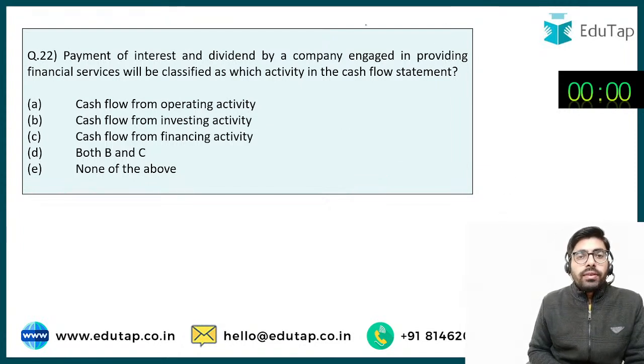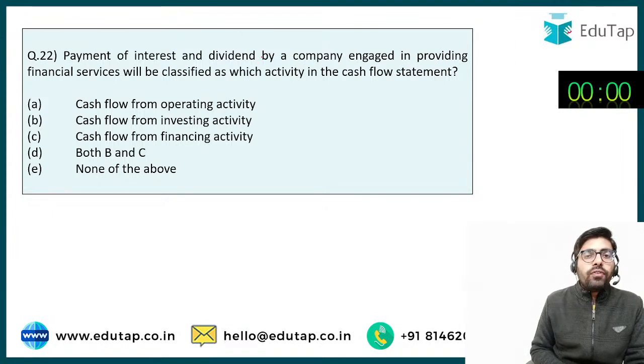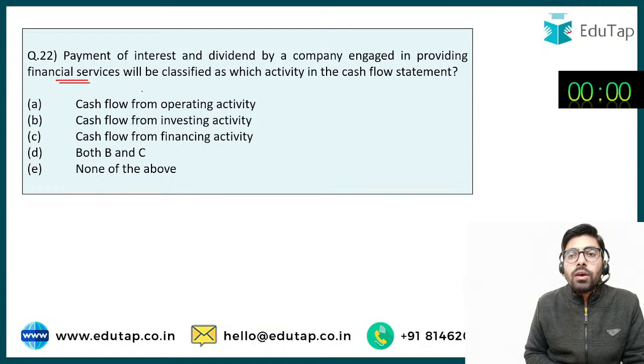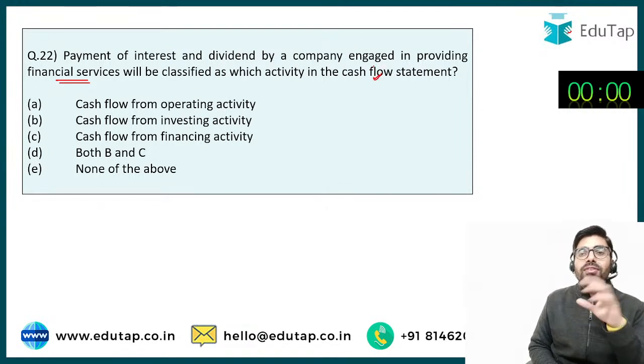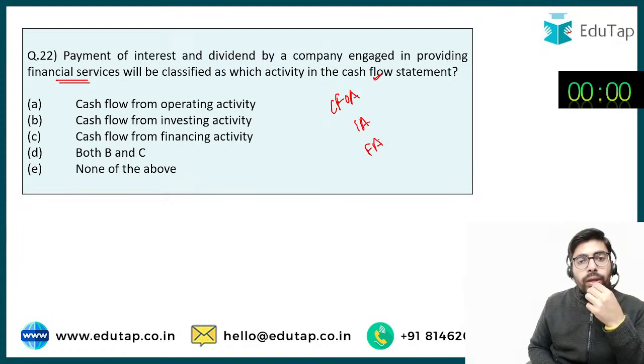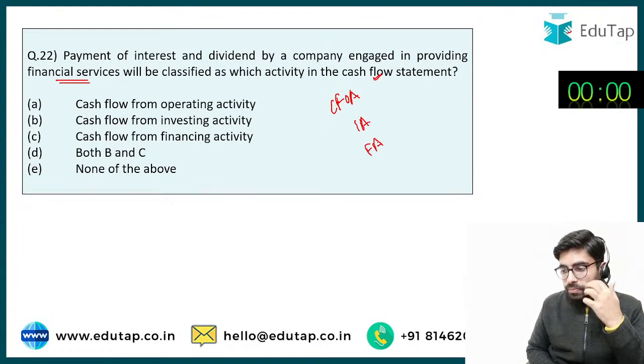So now it says payment of interest and dividend by a company which is engaged in providing financial services. Okay. Now the core operation of this company is what? It is financial services. And it says it is going to be classified as which activity in the cash flow statement. So now this is going to create a problem for you. Whether it is going to come under the operating activity or investing or financing activity. In which head this is going to come?